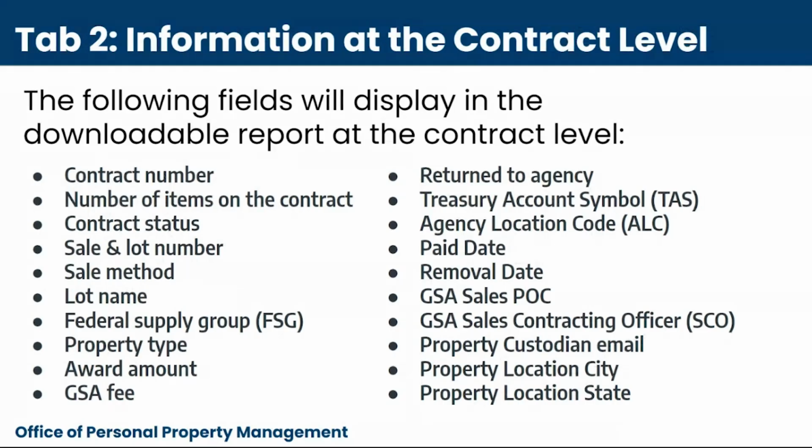On the second tab is information at the contract level. This includes the contract number, the number of items on the contract, status, the sale and lot number, the sale method, lot name, federal supply group, property type, award amount, GSA's fee, the amount returned to your agency, your Treasury account symbol or TAS, your agency location code or ALC, the paid date, the removal date, and the GSA sales point of contact and sales contracting officer or SCO's emails, the property custodian's email, and the property location city and state.